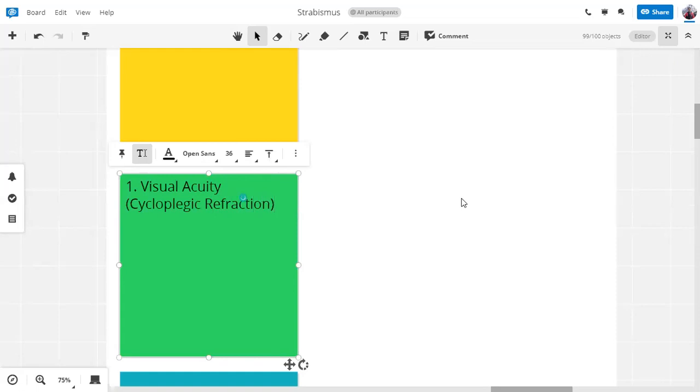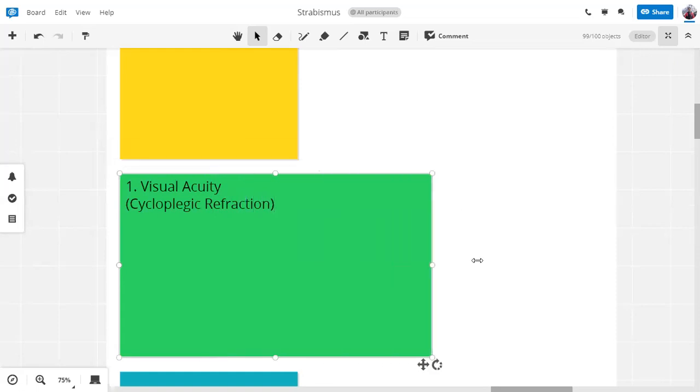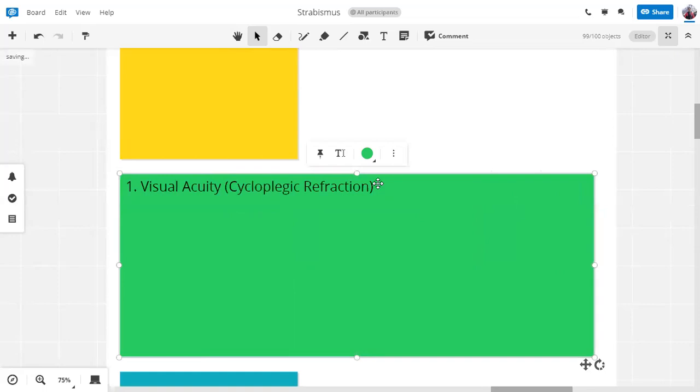We've done his visual acuity. We find out that his visual acuity is normal. Let's say it's 6 by 6, right? He has good vision.